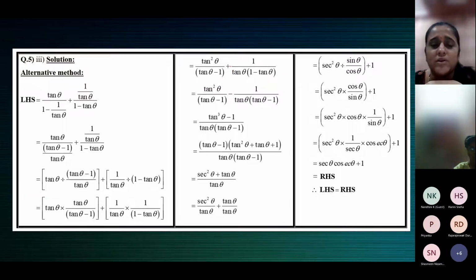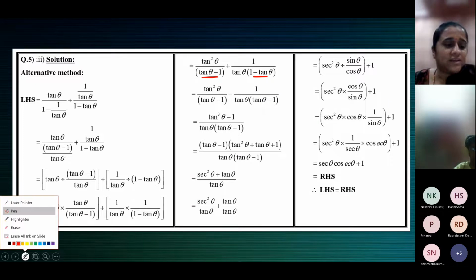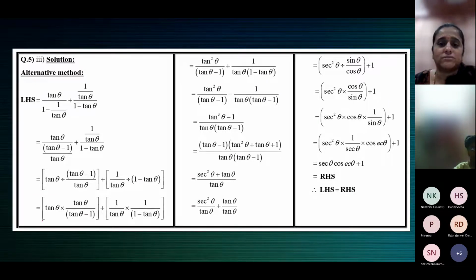So for that, when you look at the denominators, you see tan theta minus 1 here and 1 minus tan theta here. So you're like, both are not the same, but you can make them look alike. Tan theta minus 1 and 1 minus tan theta, they're different, but you can make them look the same. So it's easy to take the LCM, because the next step is LCM, common denominator. So you see tan theta minus 1 and the same terms, but 1 minus tan theta. So what you do is you write 1 minus tan theta as tan theta minus 1.